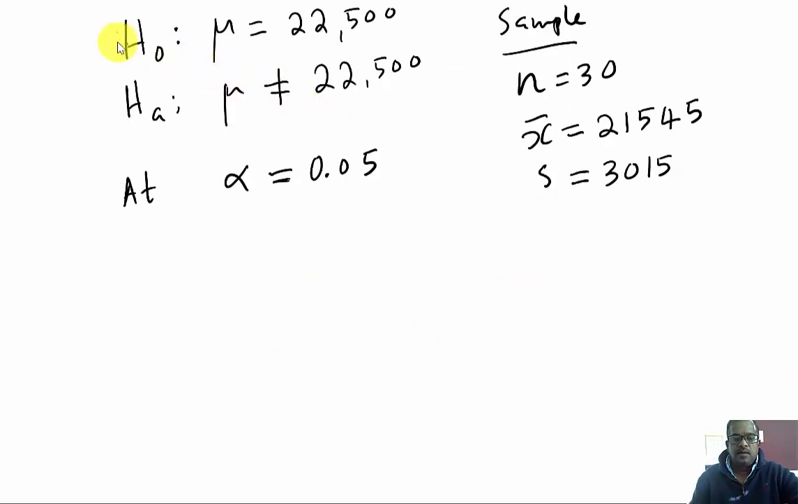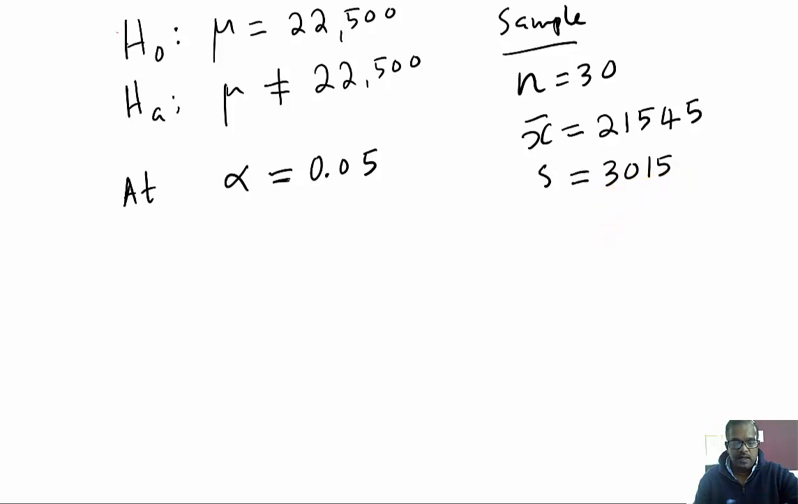Now let's look at another example. Suppose we want to do this hypothesis testing for the mean mu using StatCrunch. And so this is what we want, mu equal to 22,500. That's a null hypothesis. Alternative is mu is not equal to 22,500. We want to test at alpha equal to 0.05 level. And here's the sample information. Sample size 30, the mean of 21,545, standard deviation of 3,015.